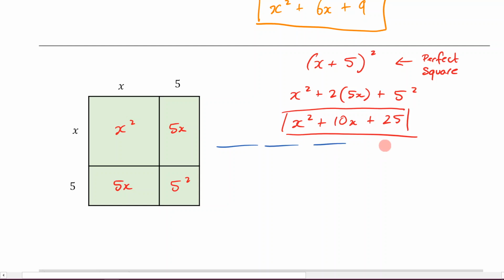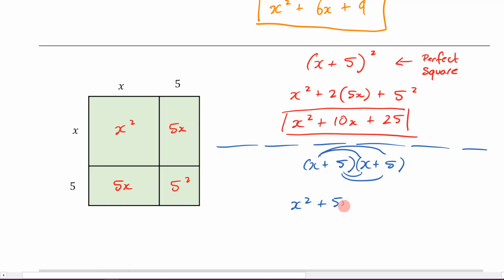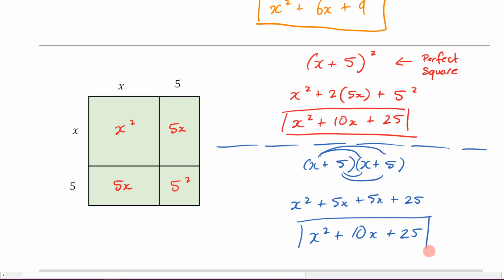The alternative way of expanding it is doing this. X plus 5, x plus 5. Then you have to draw in arrows like this. Then you have to go x times x is x squared. X times 5 is 5x. 5 times x is 5x. 5 times 5 is 25. Gather the like terms. X squared plus 10x, 5x plus 5x is 10x, plus 25. You can see that we get the same answer, but it's a lot less efficient.